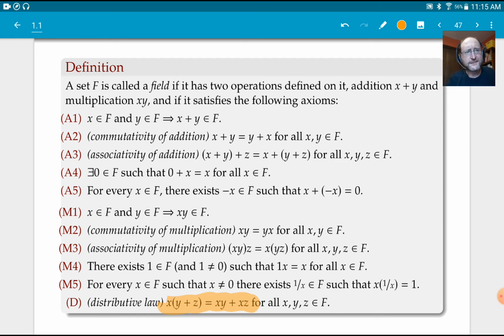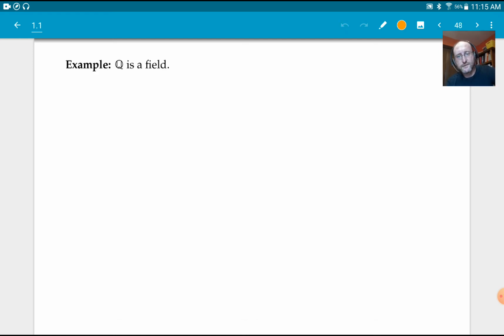And there's lots of fields. Q is a field, but there are finite fields. There's lots and lots of fields. The complex numbers are a field. There's the field of rational functions, there's lots and lots of various fields, and a lot of them are useful in various ways. For example, every time you log into your bank, it's probably some finite field being used.